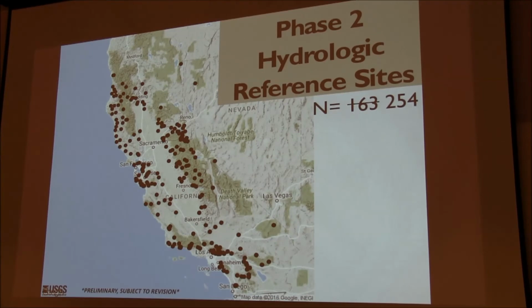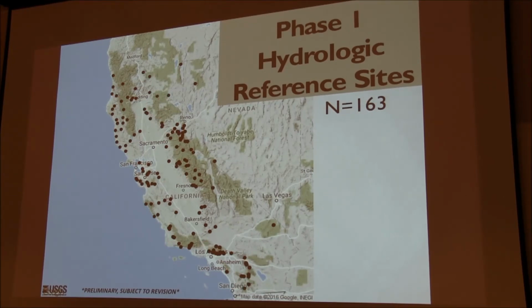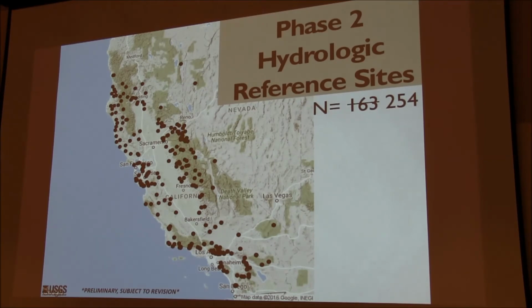So from those efforts, we were able to get a total of 254 reference gauges around the state, and we felt like we filled in the spatial network a little better. Let me toggle back and forth for you here for a second, but you can see we were able to fill it in a little better there.